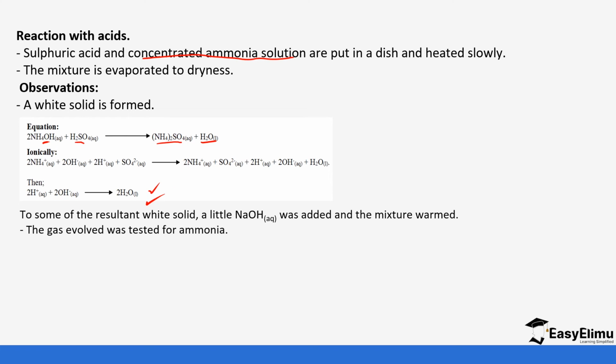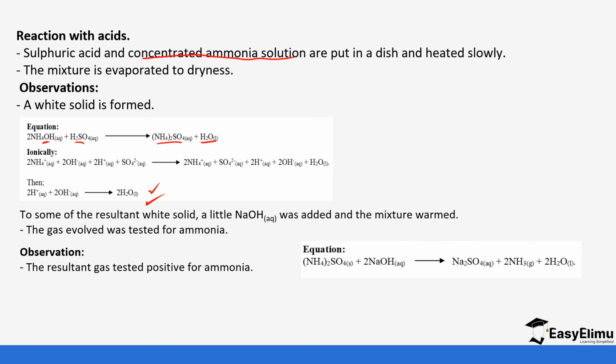To some of the resultant white solid, we added a little bit of sodium hydroxide and the mixture was warmed. The gas evolved was tested for ammonia. So the ammonium sulfate reacts with sodium hydroxide and forms ammonia and also water. You see there is an interchange of ions that happens. Ammonium sulfate reacts with sodium hydroxide to form sodium sulfate. The sodium took the sulfate ions from ammonium sulfate and formed sodium sulfate, and then the ammonium dissociates to form ammonia gas and water.